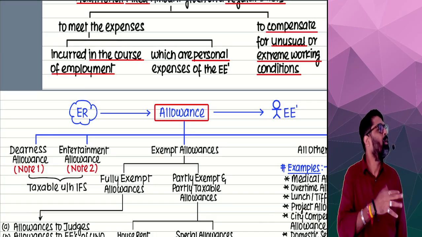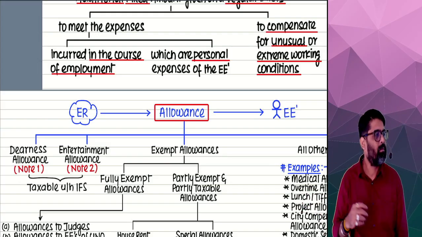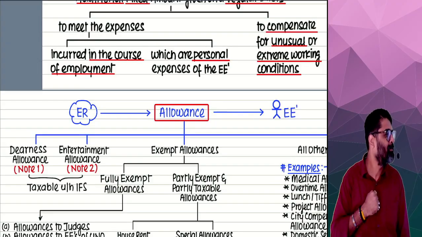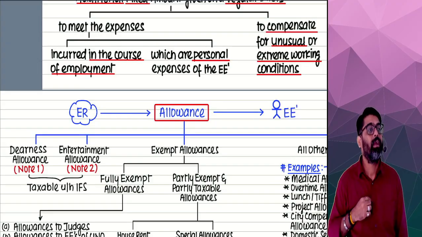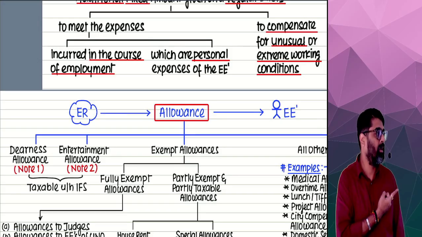But you are not doing all these things for yourself. You are doing this for your employer. But while doing this, you will also enjoy. The money will be spent on you also. And see, exemption cannot be given for this allowance also. Because if exemption is given, then what will happen?